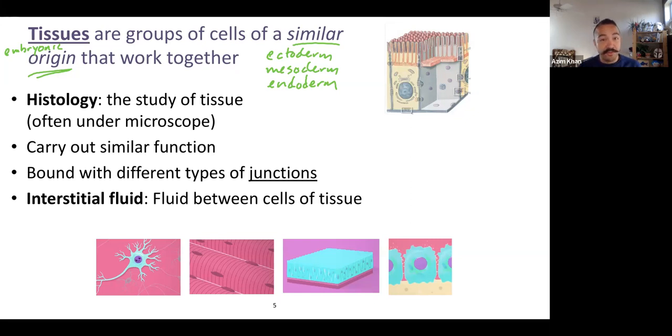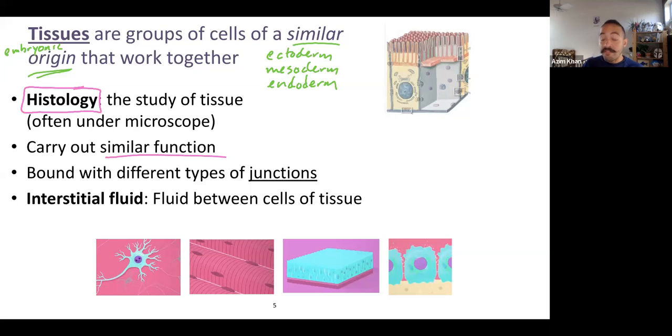Since we're studying tissues, to really study them, you need to look under a microscope. The term for looking at tissue under a microscope is histology. I believe I introduced this term in chapter one, but here it is again. Histology is the study of tissue, often under the microscope because it's so small, to see the really fine details. Because they come from the same origin and are of a similar cell type, they carry out a similar function.